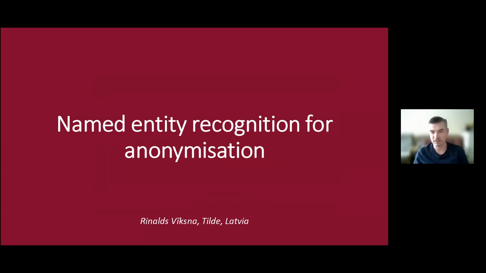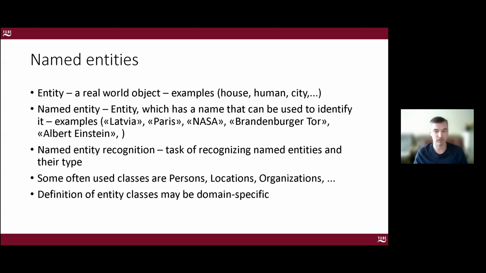I'm Renee Swixner, and today I will talk about named entity recognition with respect to anonymization. And the first thing I would like to do is give some definitions of what we are talking about. We could start with the entity, which is basically any object, and then the named entity would be an object which has a name or unique identifier which could be used to identify this object. And then named entity recognition is the task of finding the identifiers of objects in a text, and also finding out the type or category.